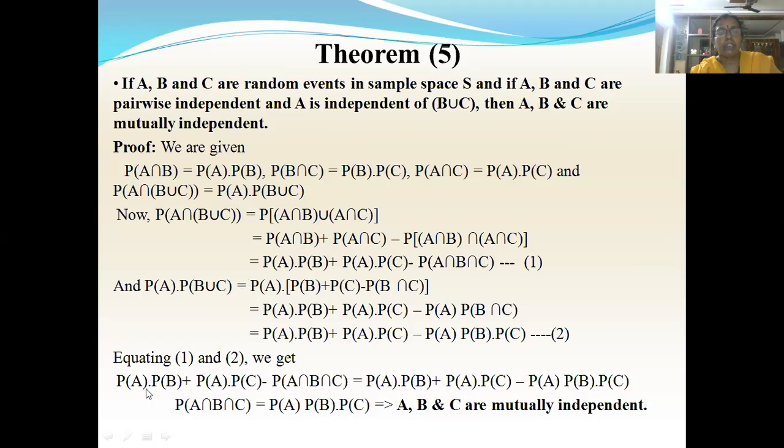Now here the common parts P of A into P of B, P of A into P of B will get cancelled. P of A into P of C, P of A into P of C will get cancelled. This minus minus will get cancelled. We'll get P of A intersection B intersection C is equal to P of A into P of B into P of C, which is the final condition for mutual independence. So here it implies what? A, B and C are mutually independent events.